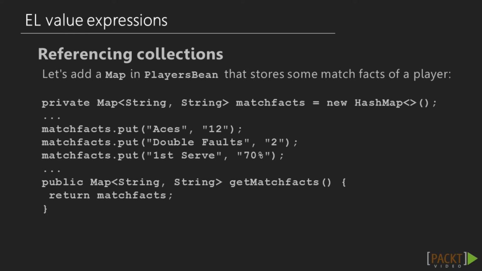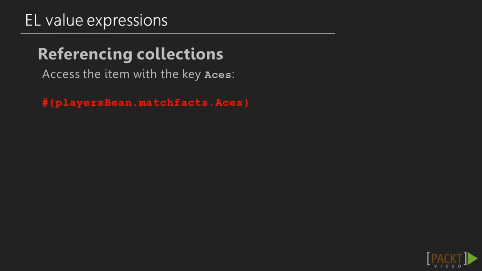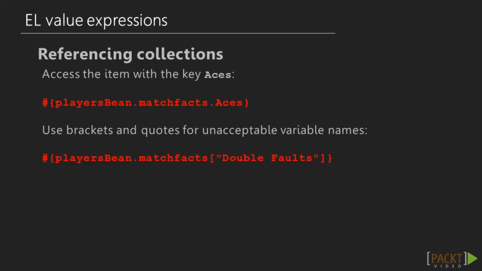For example, let's add a map in the player's bean that stores some match facts of a player. Now, an EL expression that accesses the item with the key aces can be written like in the following line of code. When the key is not an acceptable variable name, for example double faults, you need to use brackets and quotes as shown in the following code.